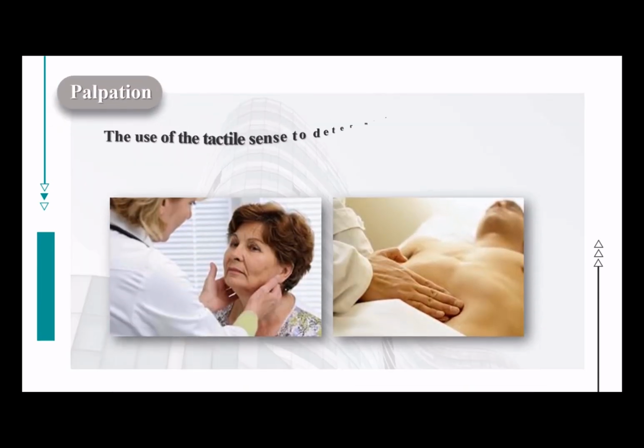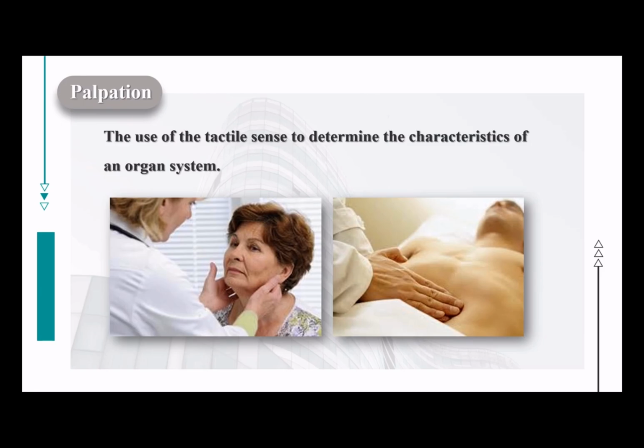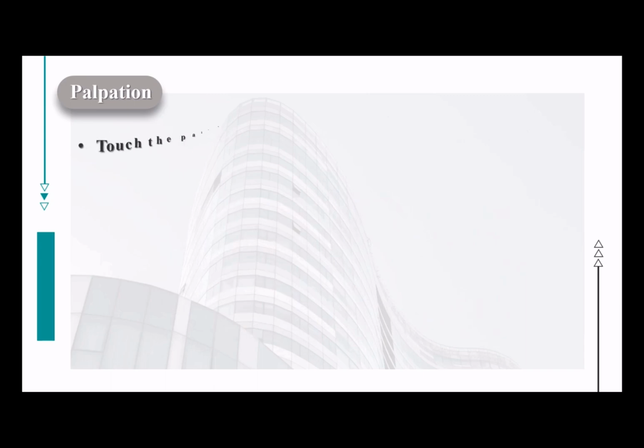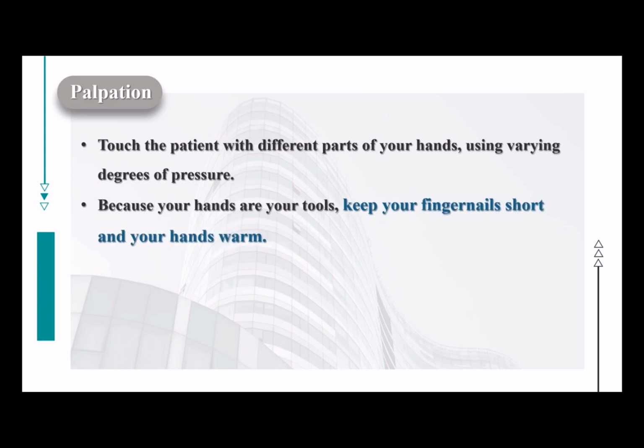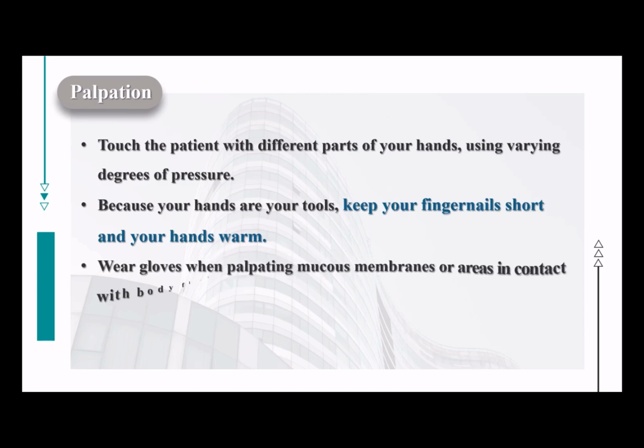Palpation is the use of touch to determine the characteristics of an area of the body, such as skin elevation or depression, warmth, tenderness, pulses, characters, and sizes of organs or masses. We touch the patient with different parts of our hands, using varying degrees of pressure. Because the hands are our tools, make sure to keep our fingernails short and our hands warm. Sometimes we need to wear gloves when palpating mucous membranes or areas in contact with body fluids.